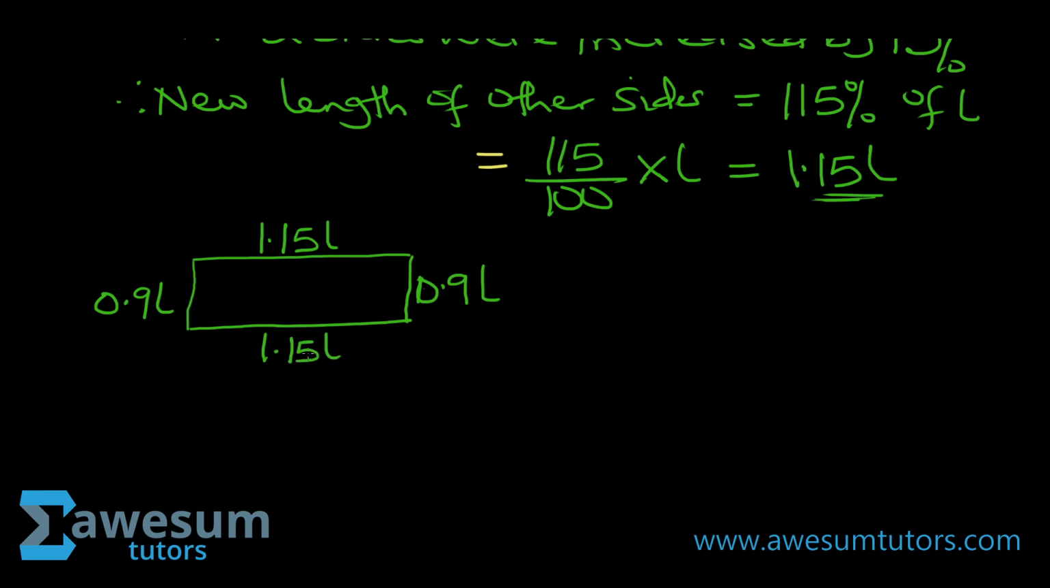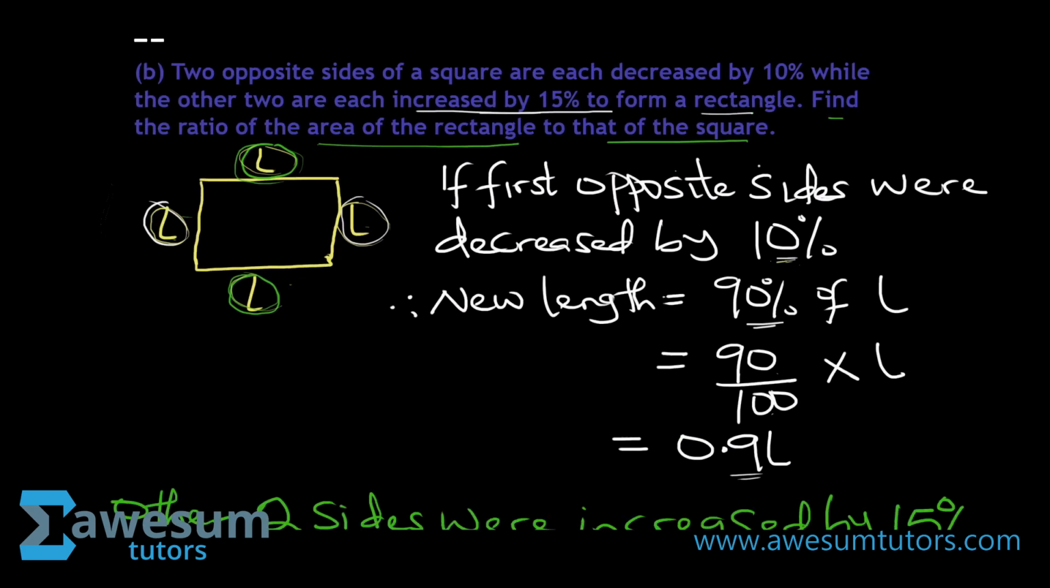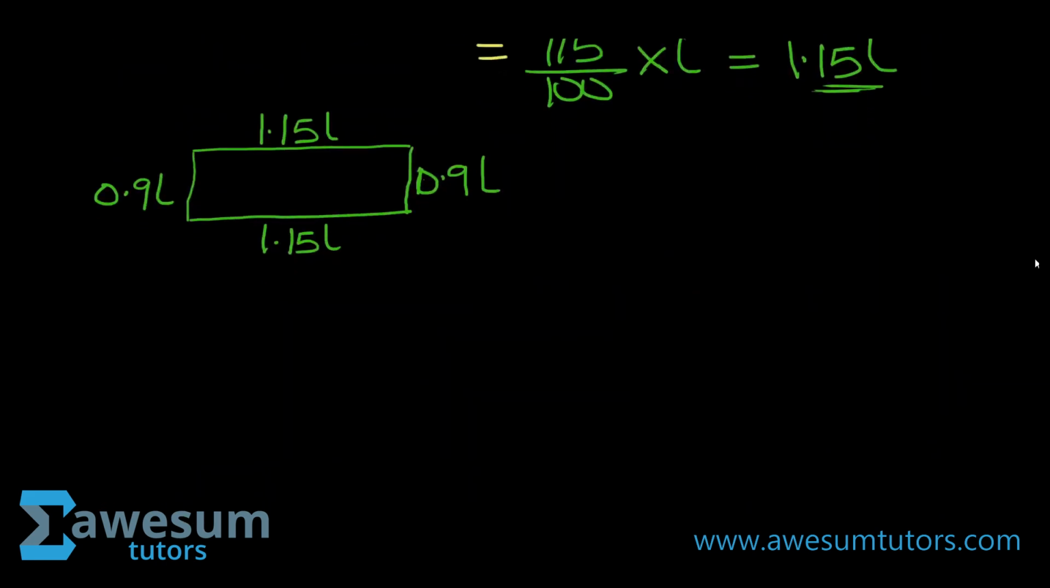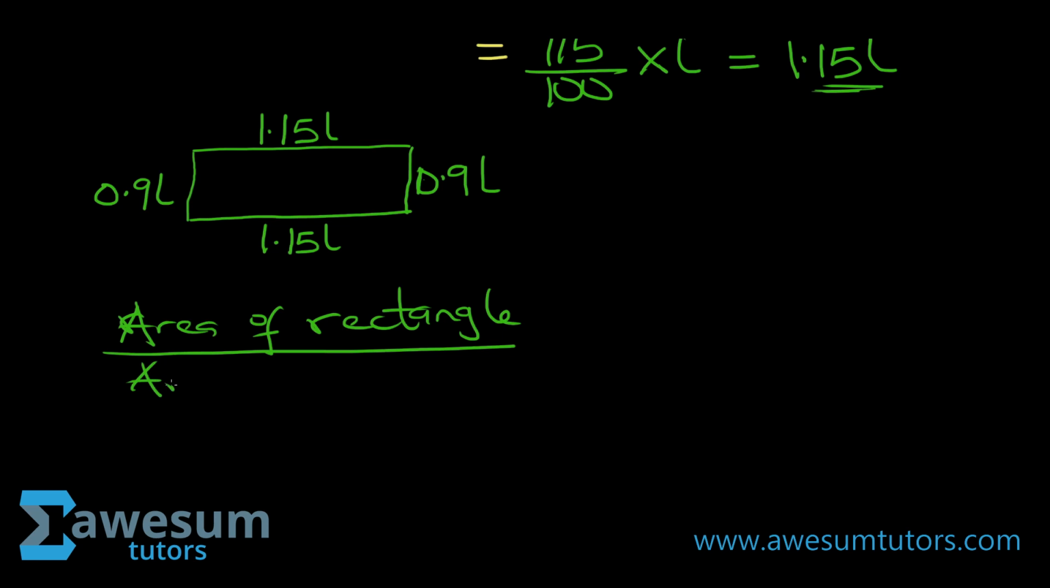Now the question says we should find the ratio of the area of rectangle to that of square. So that is where we are at. We will say the ratio of area of rectangle to that of the area of square. That is what the question asked us, right?